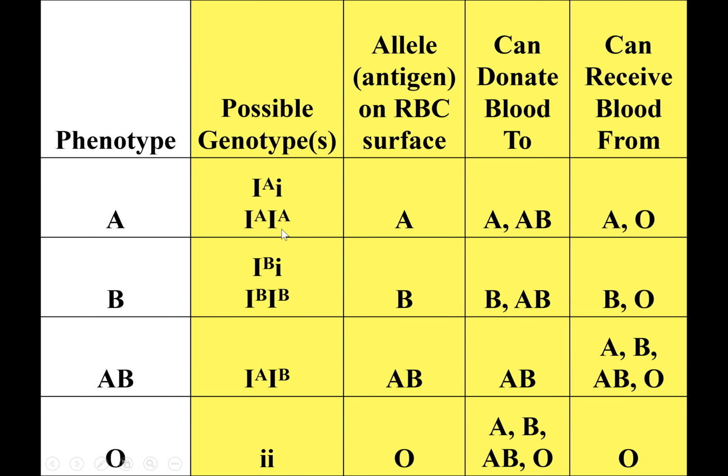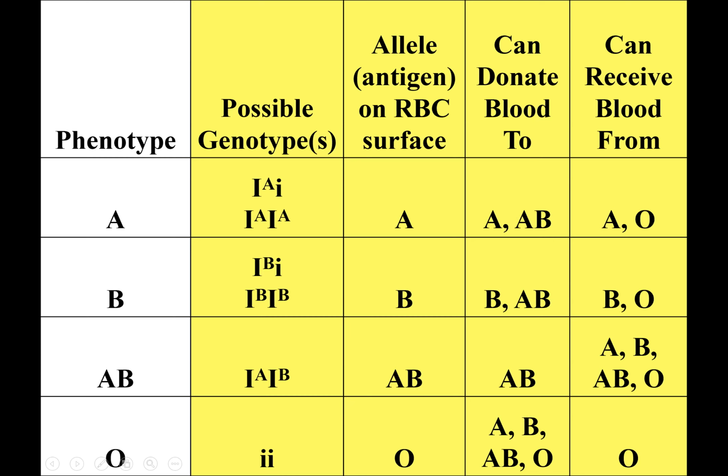And here's the homozygous one for A and B. So if you're A or B blood, you have 2 possible genotypes here. If you're AB, this is your only possible genotype. And if you're O, this is your only possible genotype. And this is the type of protein that you'll have on the surface of your red blood cells. And then this is who you can donate blood to if you have that blood type.